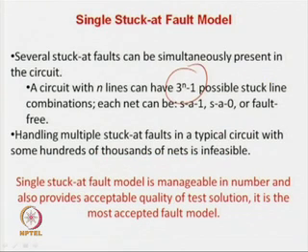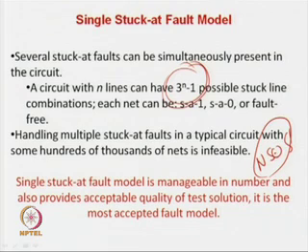It will actually be 3 to the power n minus 1, because each line can be normal, stuck-at-0, or stuck-at-1. So if you consider all combinations, it will be 3 to the power n minus 1, which is a huge number of faults. So you cannot do away with it, and it is very difficult to handle.